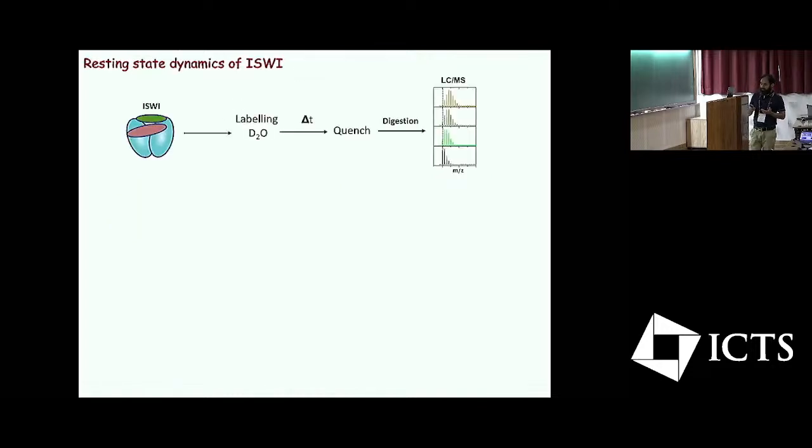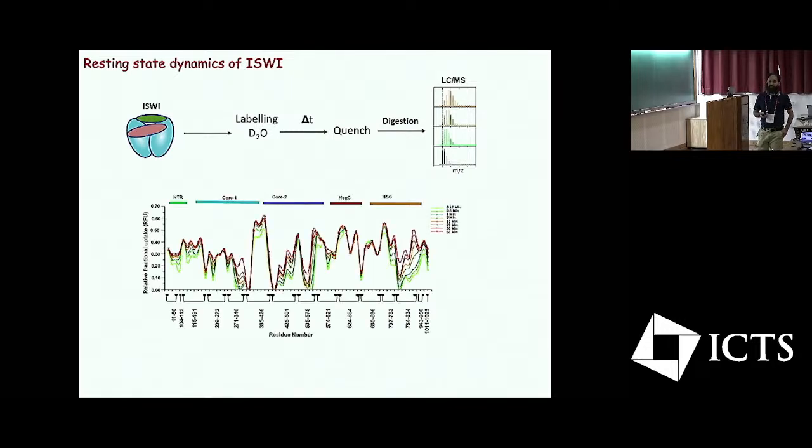So we did this for the resting state of the I-switch. We took the purified I-switch, put it in D2O, labeled it for different times, and fragmented it into peptides. We looked at the peptides by mass spec after different times of labeling, so we can plot this across the polypeptide. At different times of exchange we acquired the mass spectra.